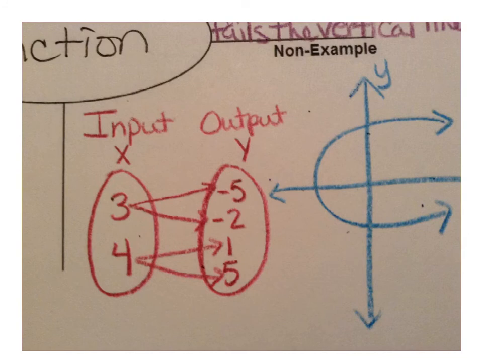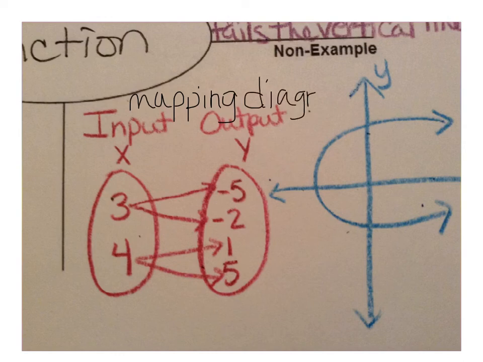Now they want us to do some non-examples. So here are two non-examples. This one that you're looking at that you're probably sitting there going, what is that, where it says input X, output Y? This right here is called a mapping diagram, and you will see these. It's just another way to write ordered pairs.